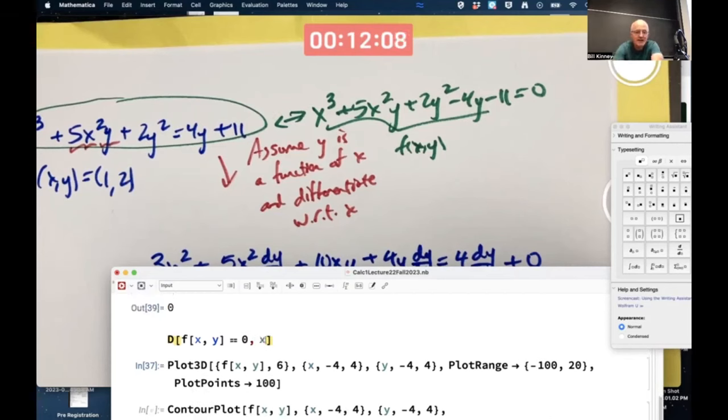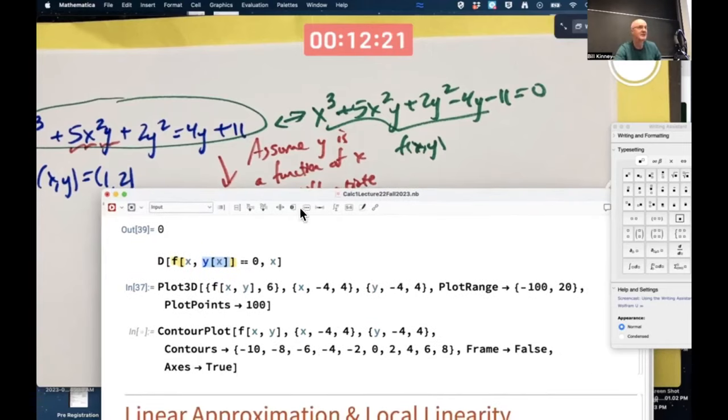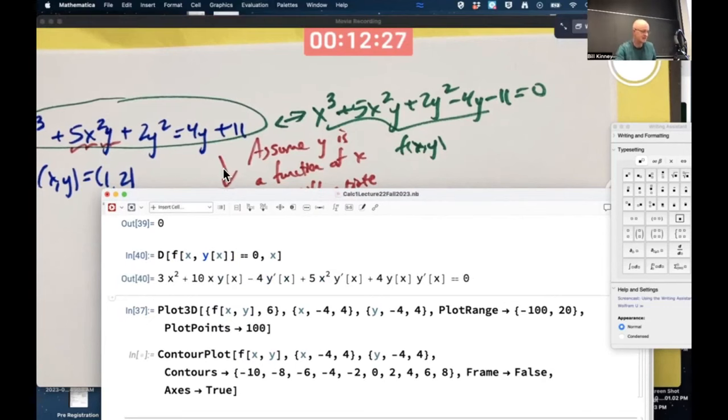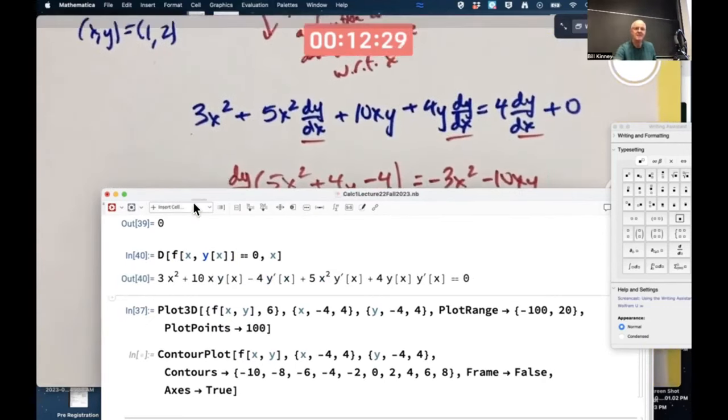I'm differentiating with respect to x. One other thing that I need to do here for Mathematica's sake is to emphasize to Mathematica that y is a function of x. So I'm actually typing y of x in there. That will tell Mathematica, hey, assume y is a function of x. If I differentiate both sides of the equation, let's double check that I did it right here by hand.